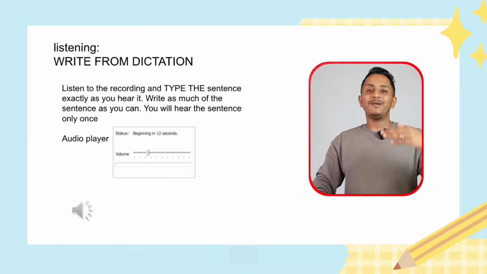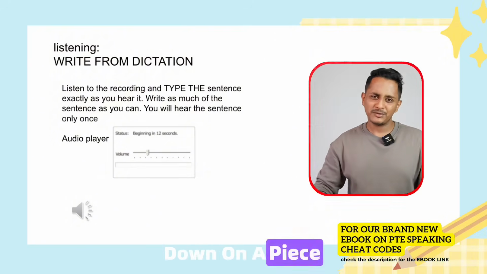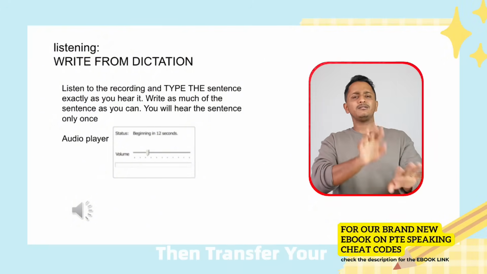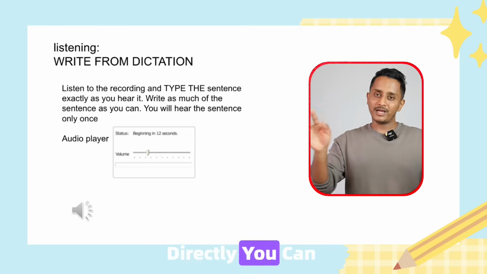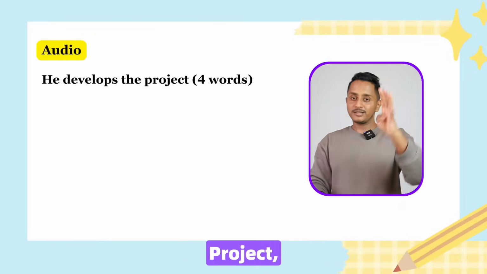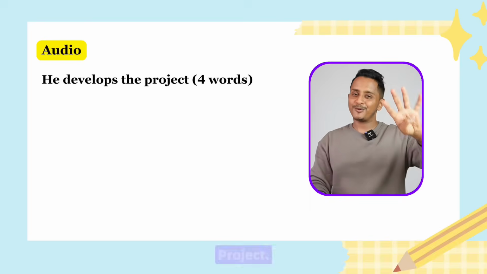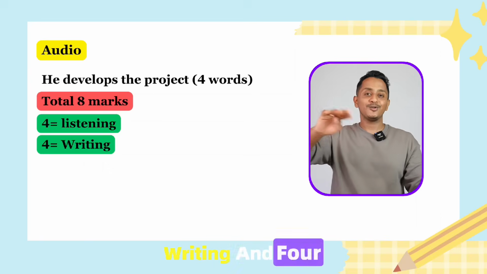So what's the task? They play an audio, you listen to the audio and write exactly as it is. Now you can write down on a piece of paper that is given to you and then transfer your answers by typing. But if your typing speed is very fast, directly you can type. So how are you evaluated? If the question is he develops the project, there are 4 words. He develops the project. You write exactly as it is. You get 4 for writing and 4 for listening.